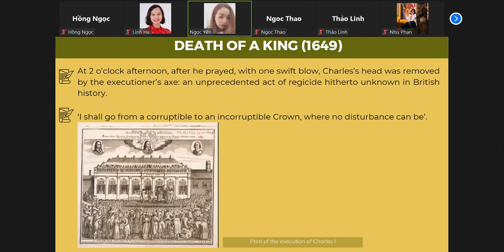So here you can see a print of the execution of Charles I on the day he is executed.